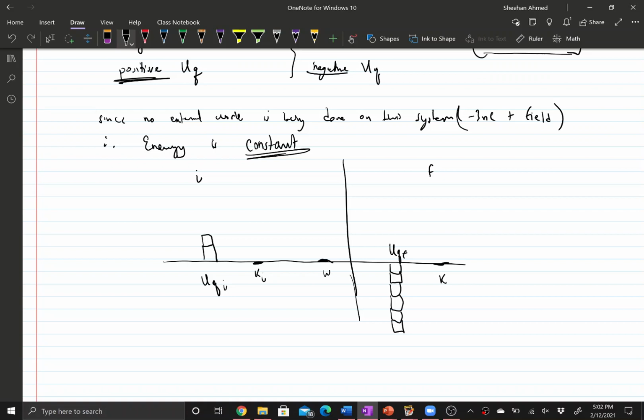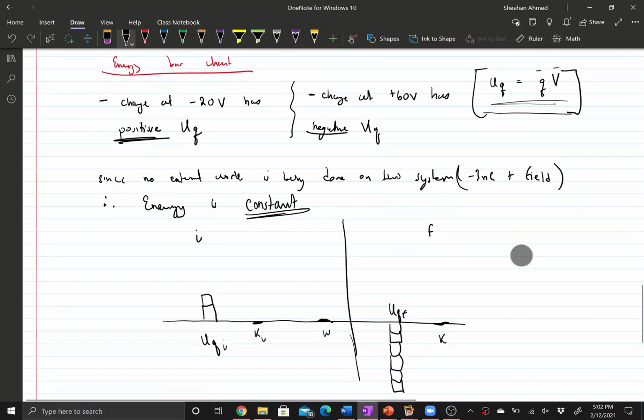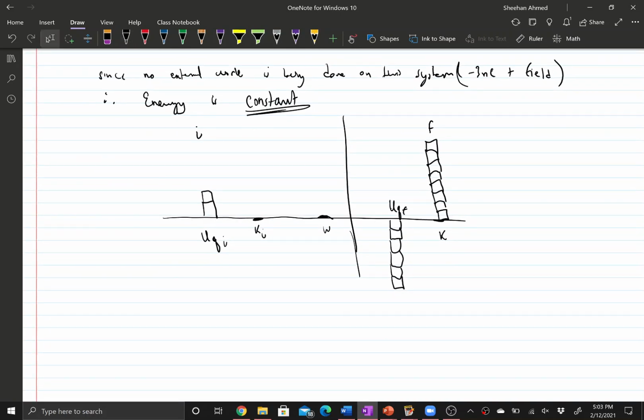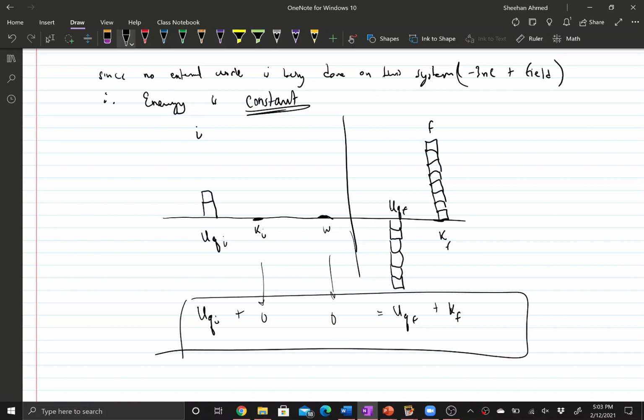How much? Well, I have 2 on the left, minus 6 over here, so I screwed myself over by drawing too many boxes. But 6, 7, 8. Anyway, there you go. So basically, what did I write? I wrote UQ initial plus this is 0, this is 0, equals UQ final plus K final. There you go. And again, I could have written this down if I explained it in words. I like explaining it with pictures.